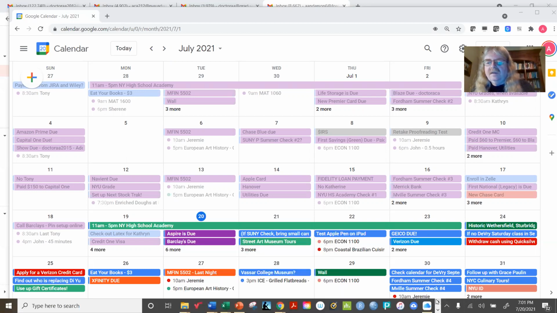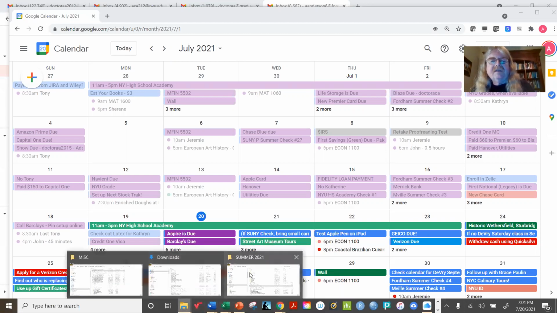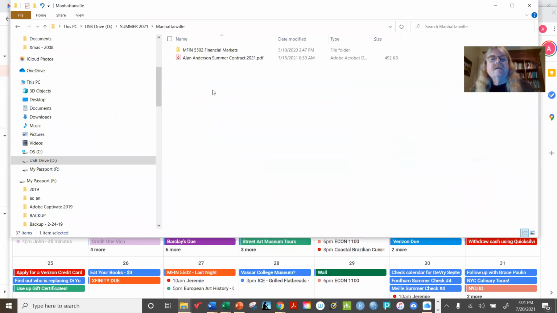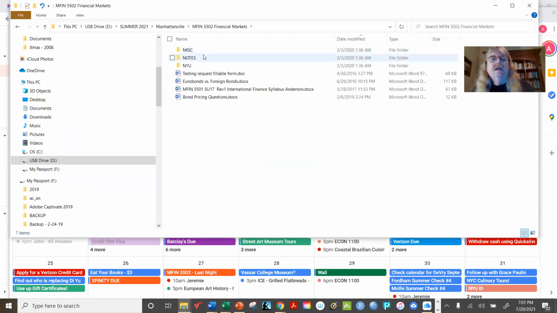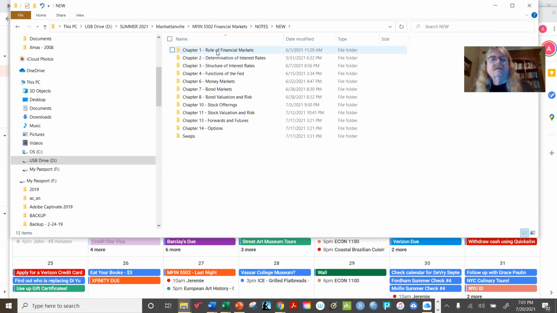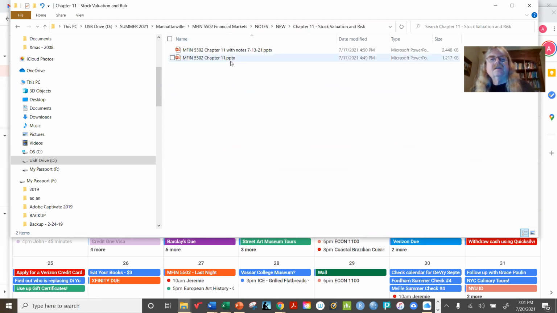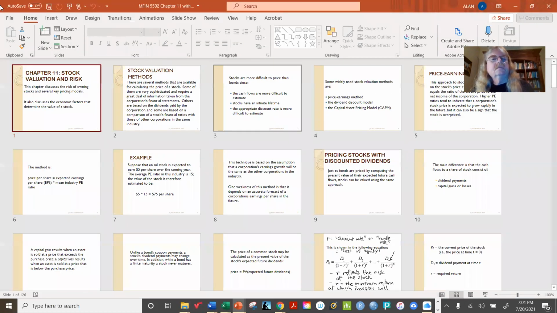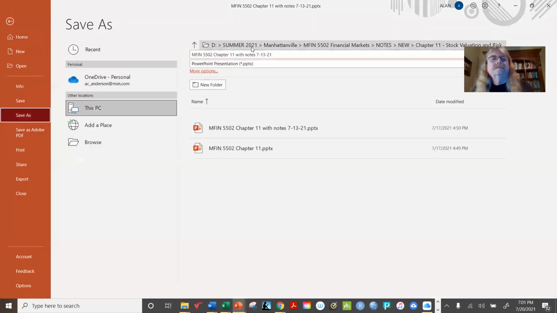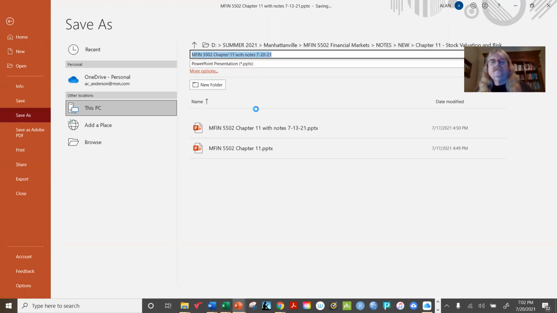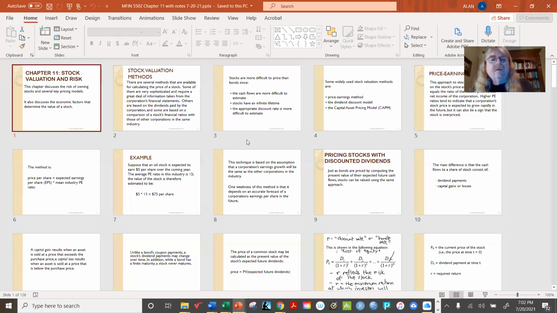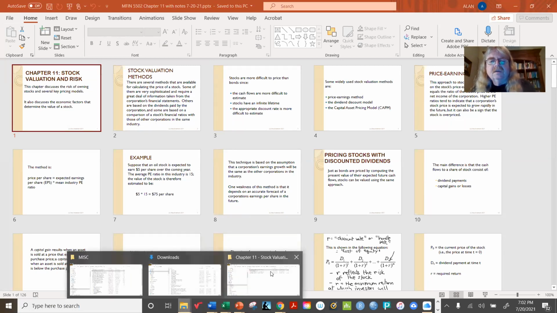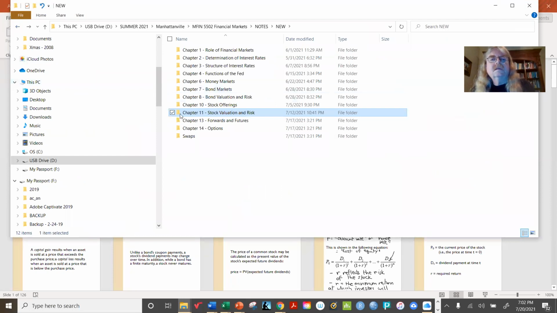So, all right, let me get everything open. We were part of the way through chapter 11, I believe. Let me just confirm that. Yes, 11, stock valuation and risk. Today's the 20th. And when this is done, we can jump ahead to 13, which is forwards and futures.